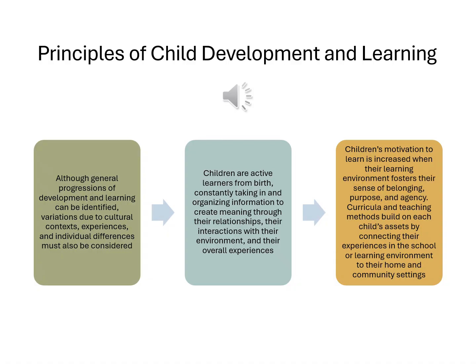So the principles on this slide are, again, there's 3 of them. So the first one is, although general progressions of development and learning can be identified, there is variation and individual difference must be considered. So there are developmental milestones. We talked about those in one of our earlier lectures. So we have a sense of what children do at particular times and ages. So we have a general sense of what many 2-year-olds do, what many 4-year-olds do, etc. But there's always individual variation.